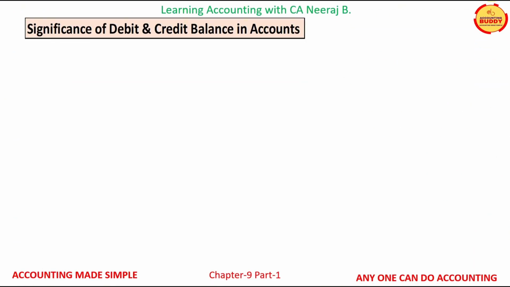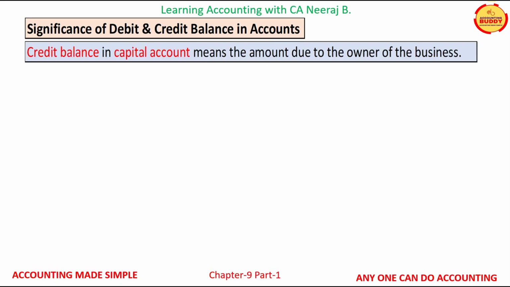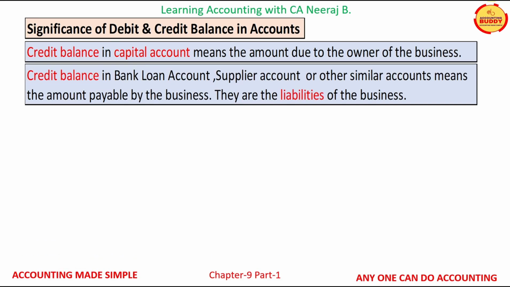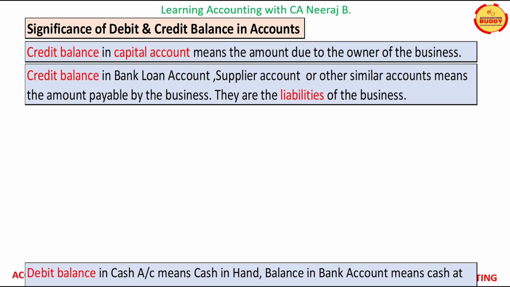Let us learn the significance of debit and credit balance in accounts. Credit balance in capital account means the amount due to the owner of the business. Credit balance in bank account, supplier account or other similar accounts means the amount payable by the business. They are the liabilities of the business.